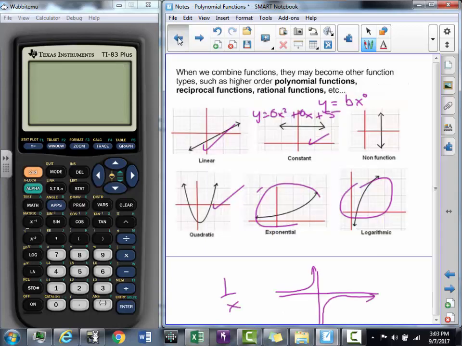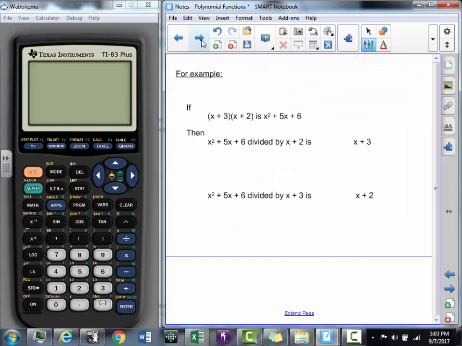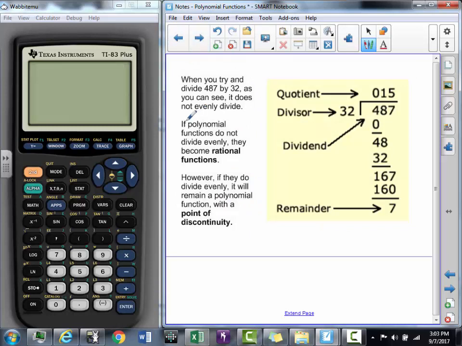There was a slide in yesterday's notes. Don't try to find the notes, I'll just find you the slide here, where I actually talked about this, but I didn't mention it to the whole group because this would have been way over the 20-ones, because they don't know as much as you guys do yet. It's right here. If two functions do divide evenly, it remains a polynomial function, and it has what's called a point of discontinuity, which is a fancy word for there's a hole in the graph.